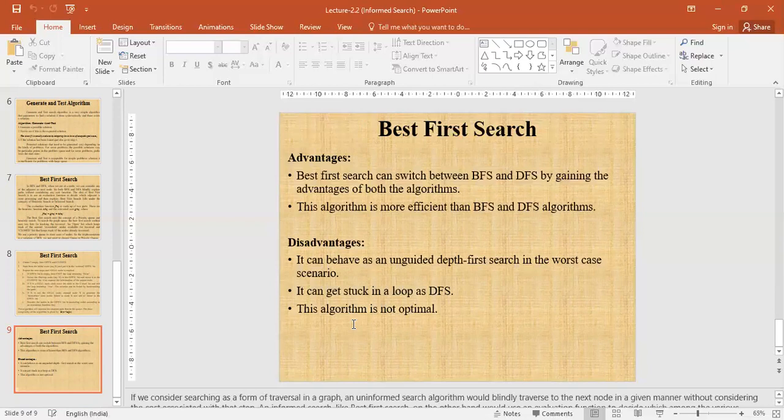And what are the disadvantages? It can behave as an unguided depth first search. In the worst case scenario, it can get stuck in a loop like DFS. The algorithm is not optimal.